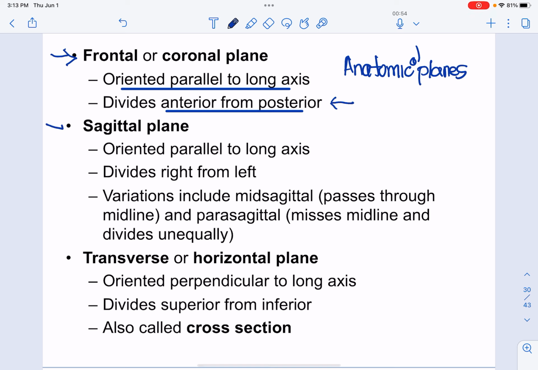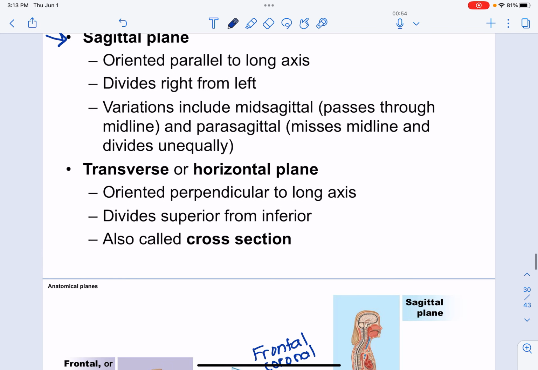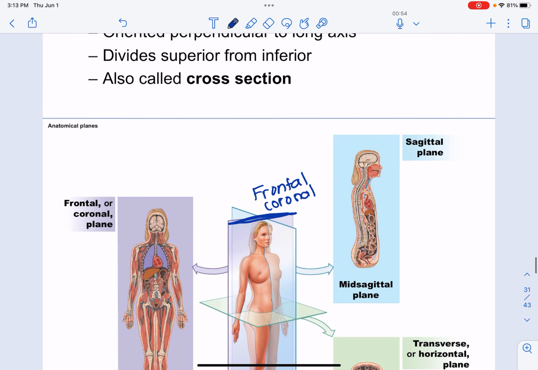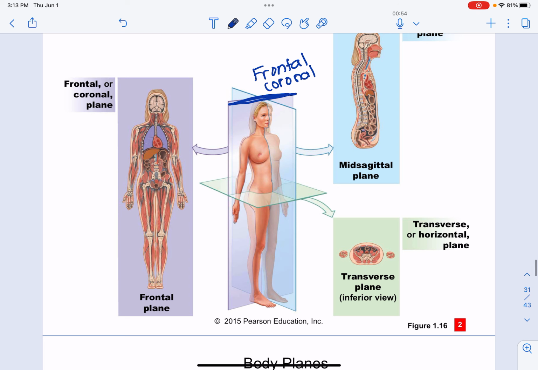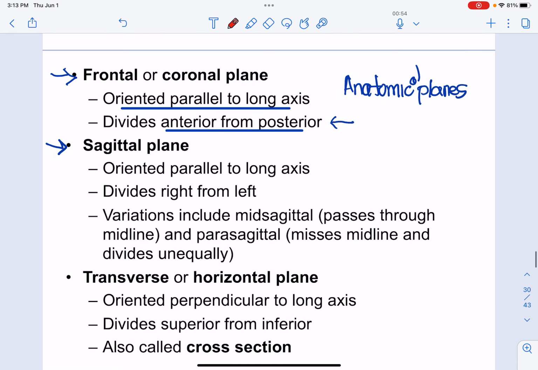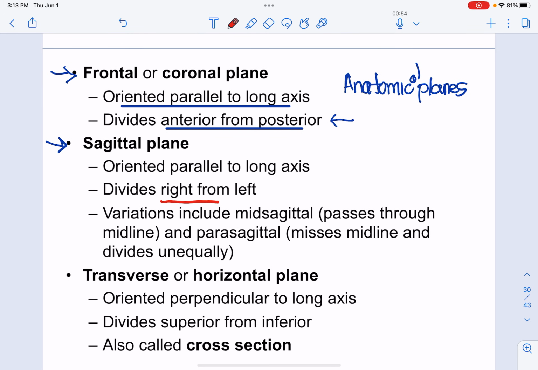The next one is a sagittal plane. Let me show you. This divides the body into left and right halves. That's this one right here. This is a sagittal plane, all right? That is going to divide the body into right and left halves, all right?